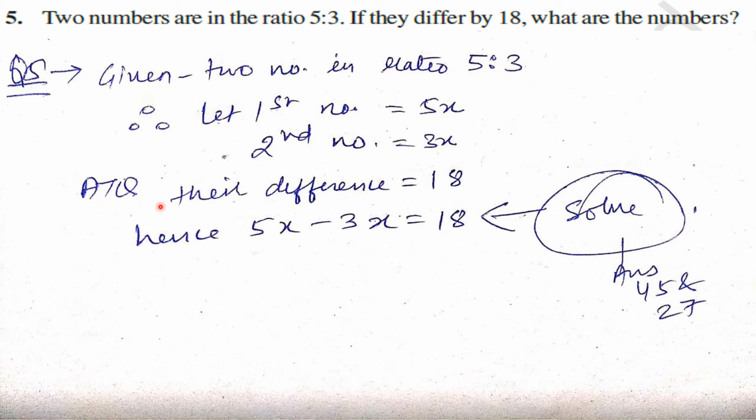According to the question, now I'm using the second statement for equation formation. Their difference is 18. We all know difference means greater number minus smaller number. So 5x minus 3x equal to 18. I hope you will solve it and find the answer. Answers are 45 and 27. After solving this, when you get the value of x, that x will not be your answer. You have to put that x in 5 times x for the first number, and for the second number you have to find 3 times x, then only you will get these answers. Okay, don't confuse.